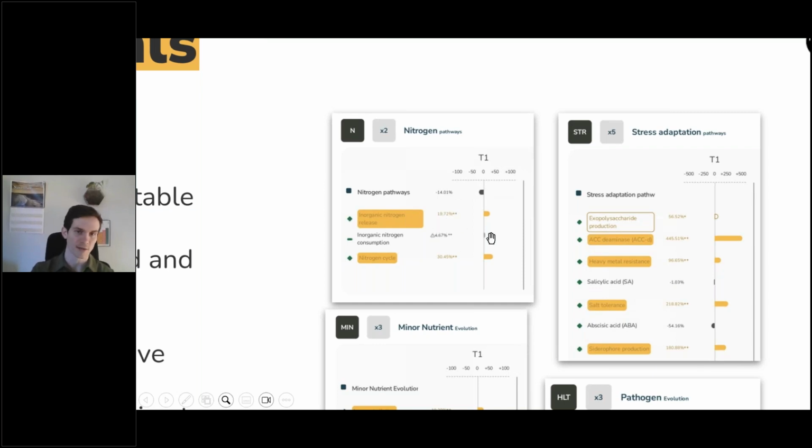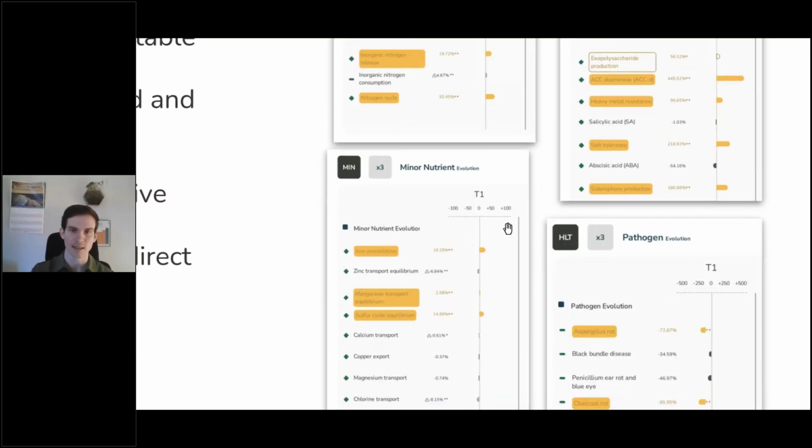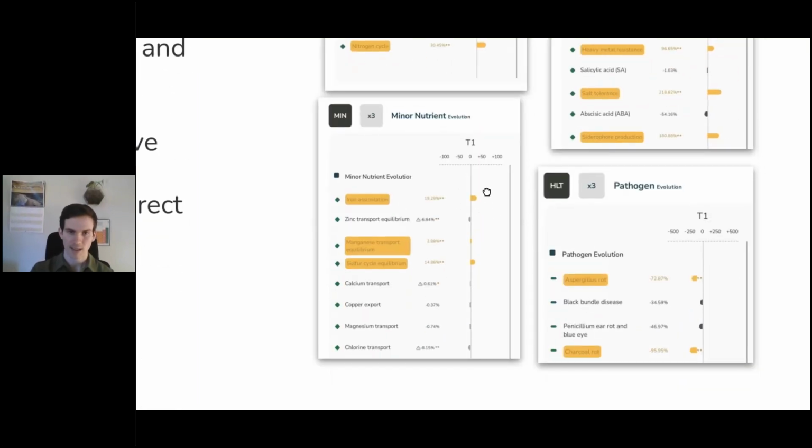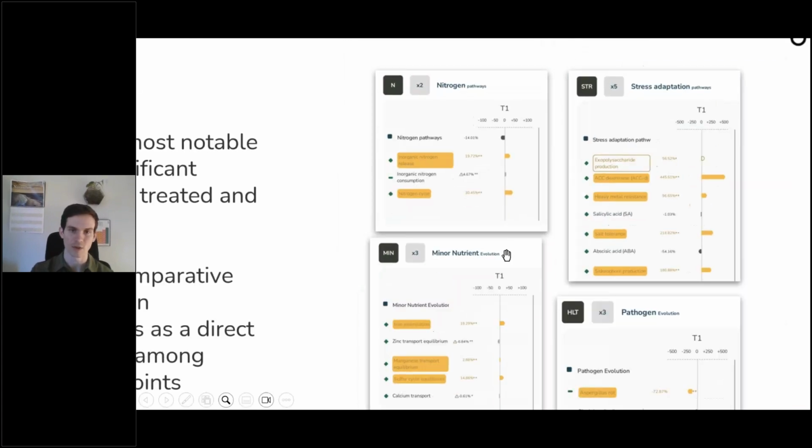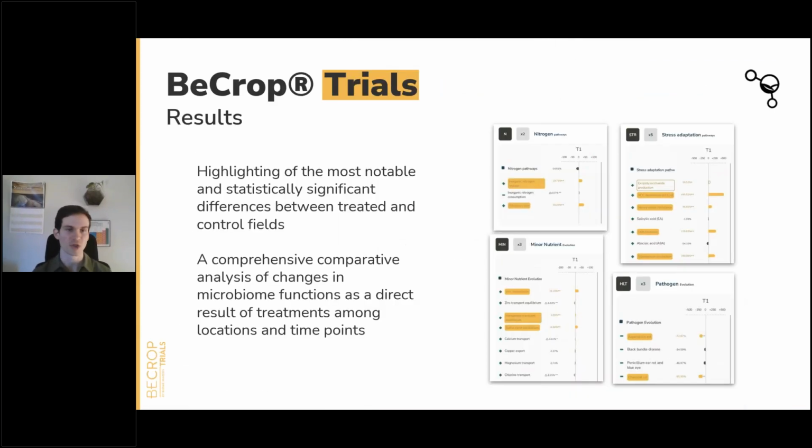So a positive percentage indicates there was an increase in the levels of microbes that support the function compared to the control, whereas a negative percentage indicates that there was a decrease. And then the highlights that we see here for certain functions, certain diseases, anything highlighted or outlined in orange denotes a statistically significant change. So we're seeing a change that was very likely driven by the product application rather than random variability. So this report is a comprehensive comparative analysis to allow the effects of products or programs to be looked at on a deeper and more scientifically robust level.